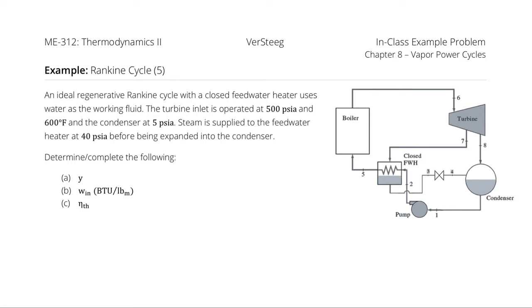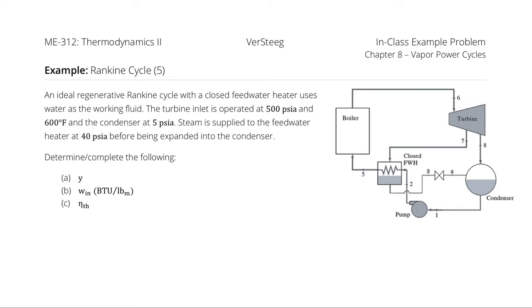First, Y, the proportion of mass flow rate that leaves the turbine early to feed the closed feedwater heater, the specific work-in, relative to the cycle as a whole, and the thermal efficiency. So note that in this problem, we still have the medium pressure occurring at 7 and 3 for the closed feedwater heater, but instead of compressing it up to the high pressure before mixing, we are expanding it down to the low pressure before mixing.